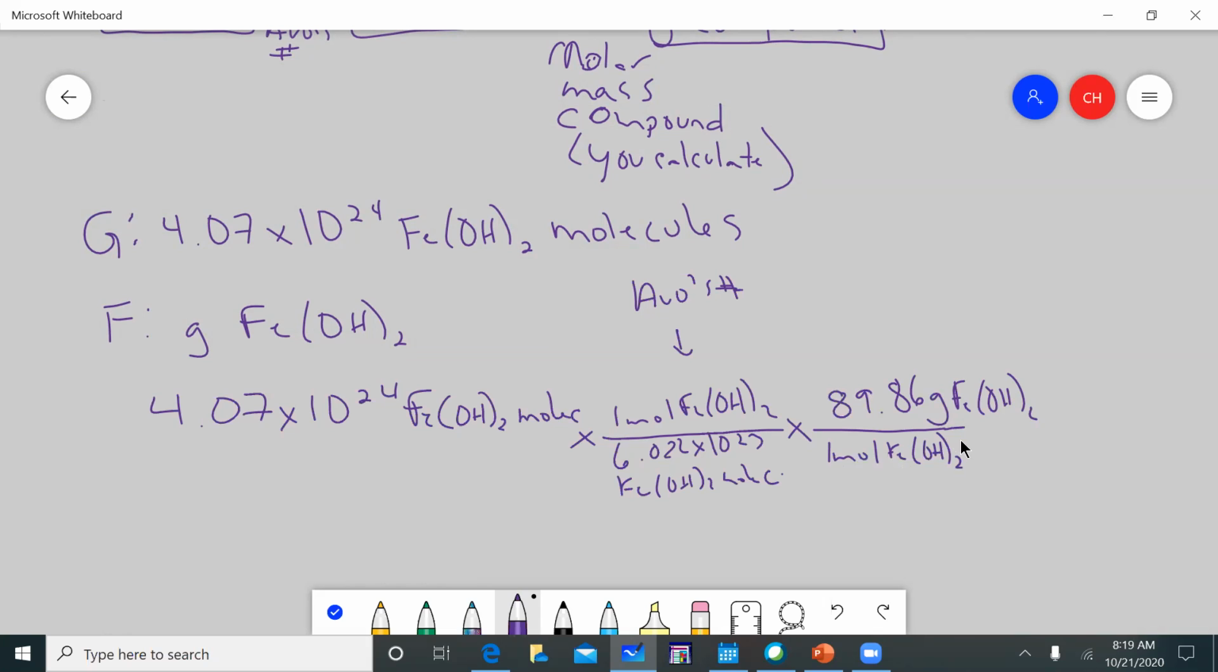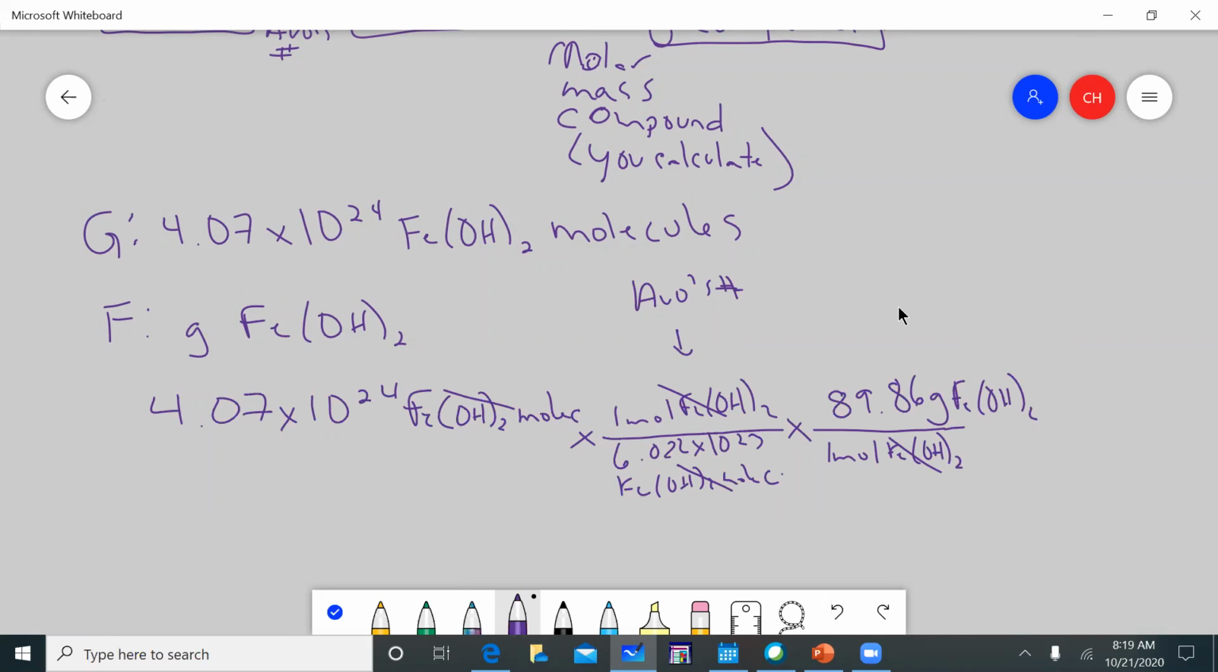I'd start to get in the habit of writing, don't just write gram, mole, put whatever the compound is that you're dealing with, because when we get a little bit deeper into this test section, we're going to have moles of one compound and then moles of another compound, and we don't want to get our moles mixed up. So molecules of the compound cancel, moles of the compound cancel, and we'll be left with just grams.